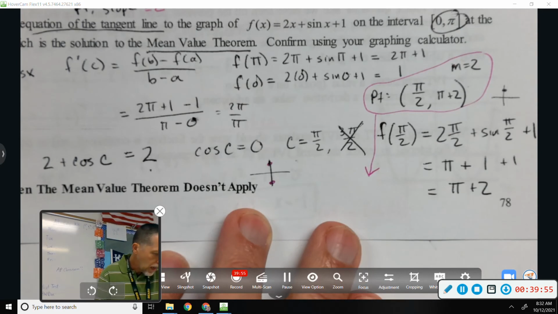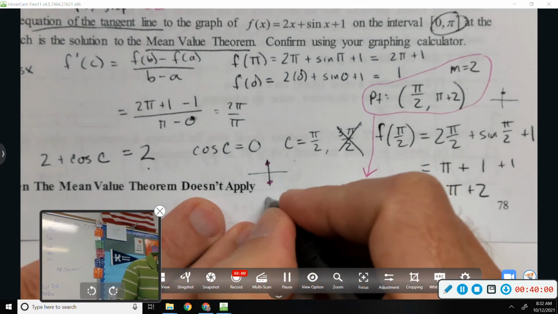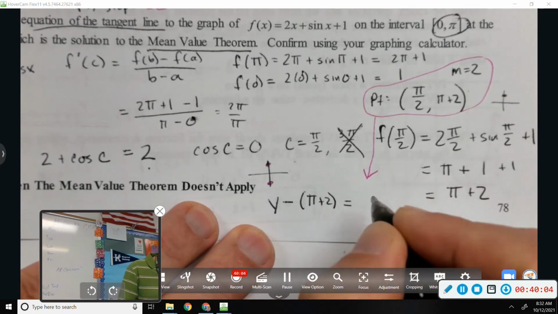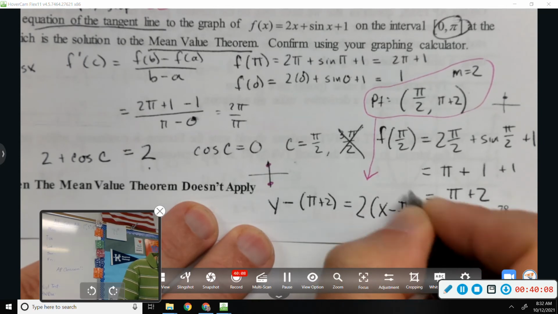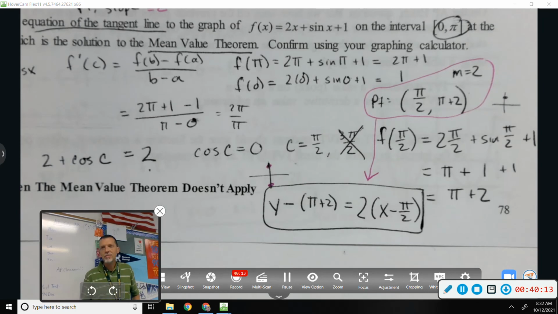This was a find the equation of the tangent line. Okay, so I've got everything I need. So y minus (pi plus 2) equals slope 2 times (x minus pi over 2). Man, what a question that was. MVT, tangent lines, trig, derivatives, algebra, a lot of stuff going on.